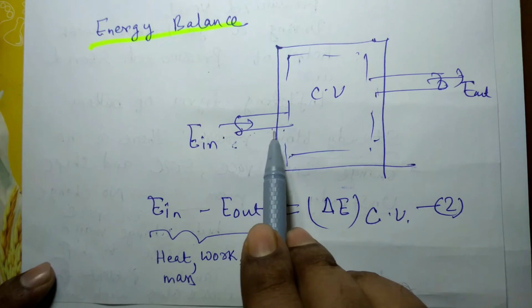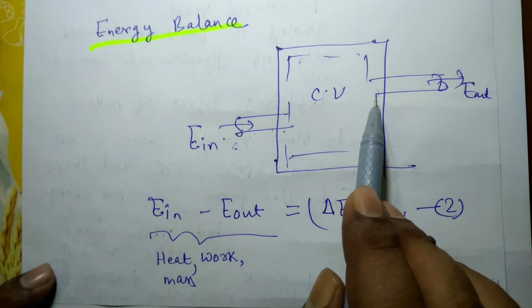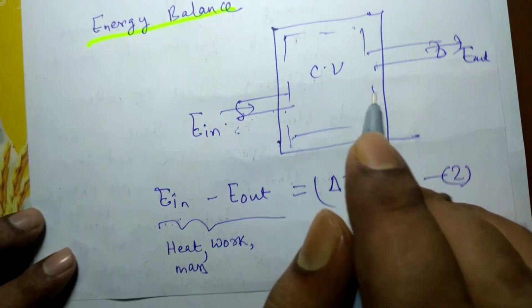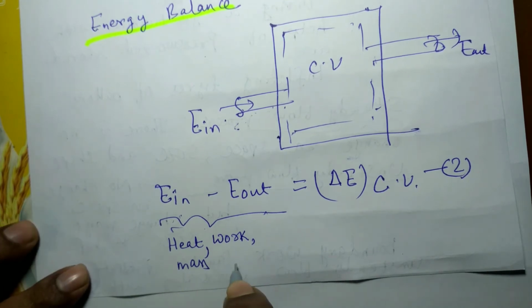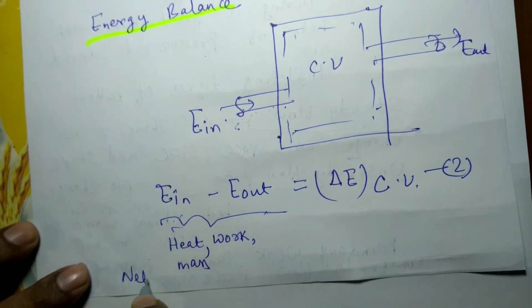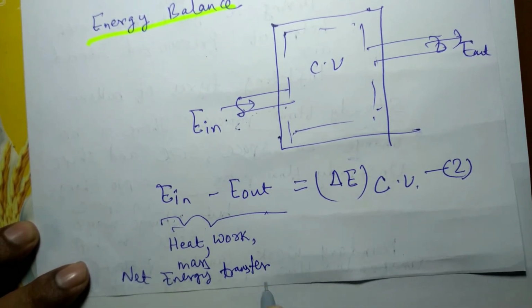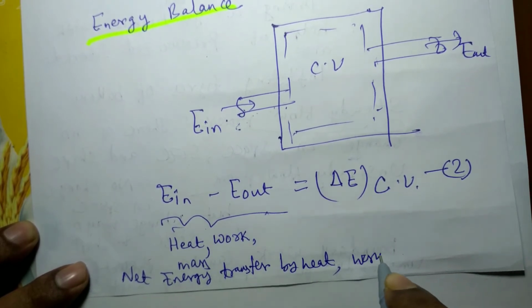Some energy will flow with the flowing fluid into the control volume, and some may leave the control volume with the exiting fluid. So that may take place. So this term you may take as net energy transfer. This you can say net energy transfer by heat, work and mass.